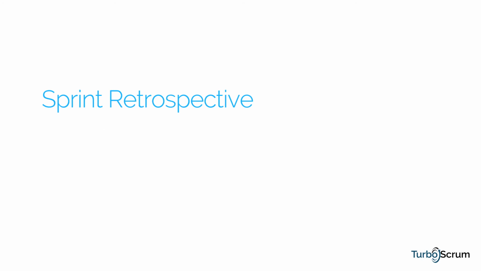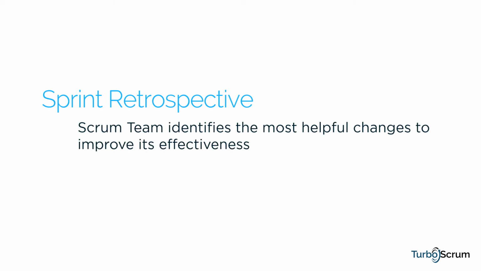Our final event occurring after the sprint review is the sprint retrospective. This event has a 3-hour time box for 1-month sprints, usually shorter for shorter sprints. Here, the Scrum team identifies the most helpful changes to improve its effectiveness. The most impactful improvements are addressed as soon as possible and may be added to the sprint backlog for the next sprint.